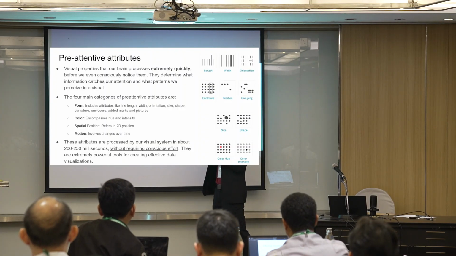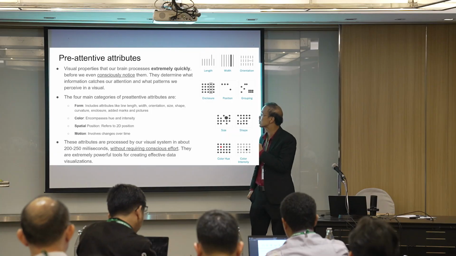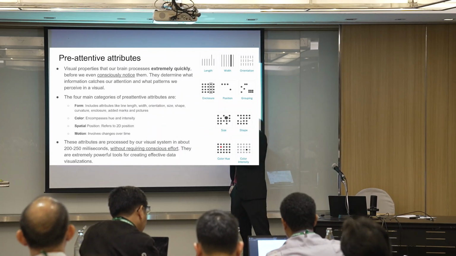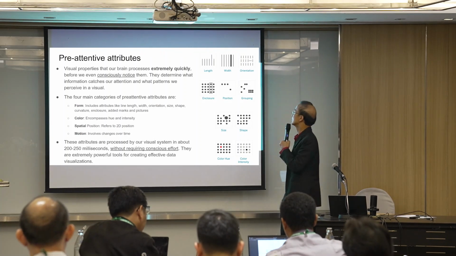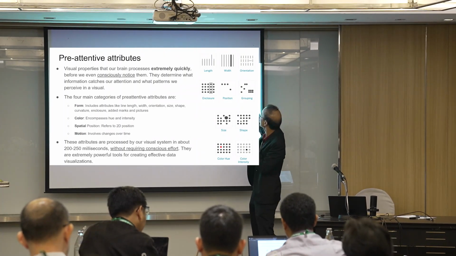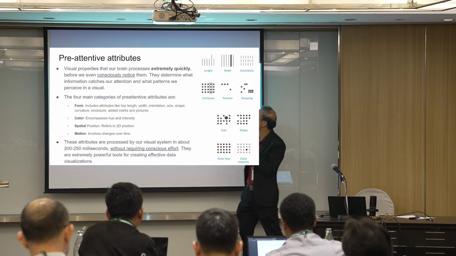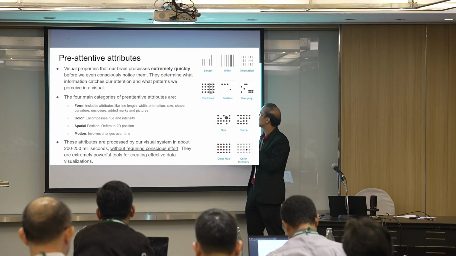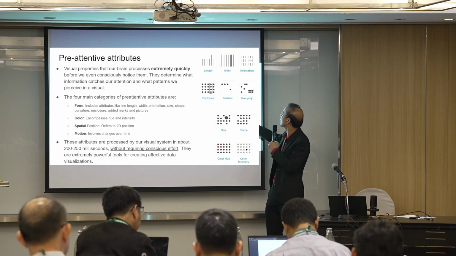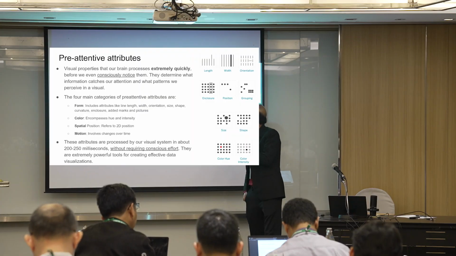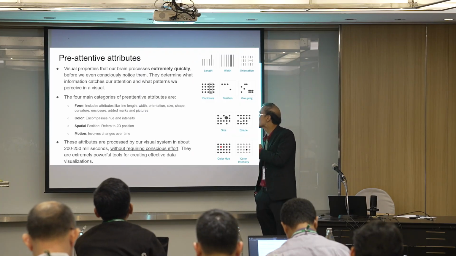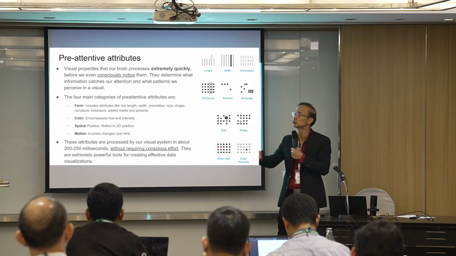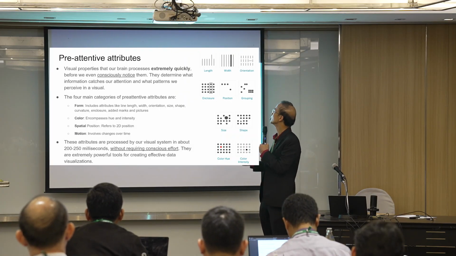And there are 4 types of pre-attentive attributes that we normally use, okay? Form, color, spatial, or motion. Form could be the length, the width, the orientation, the size, the shape, right? Then the color, the spatial, like 2-dimensional position, or motion. These are some of the pre-attentive attributes that we can use to help viewers understand the information that we want to convey, right?